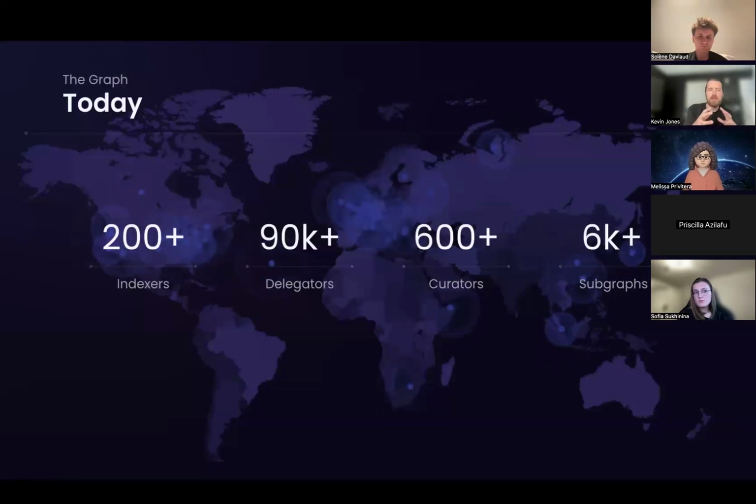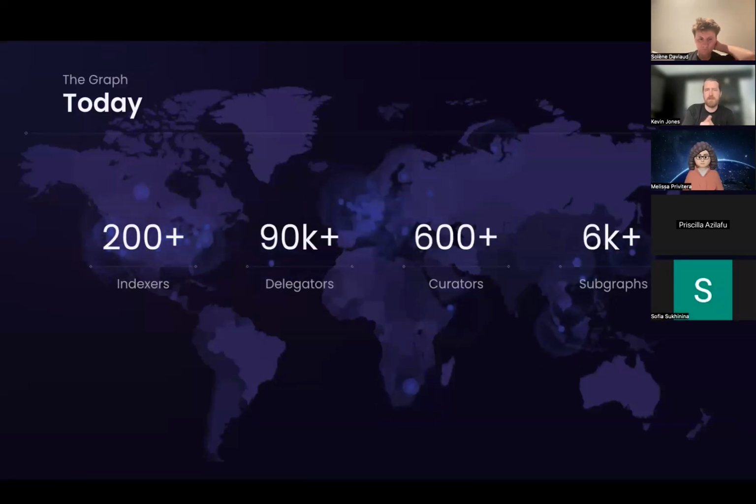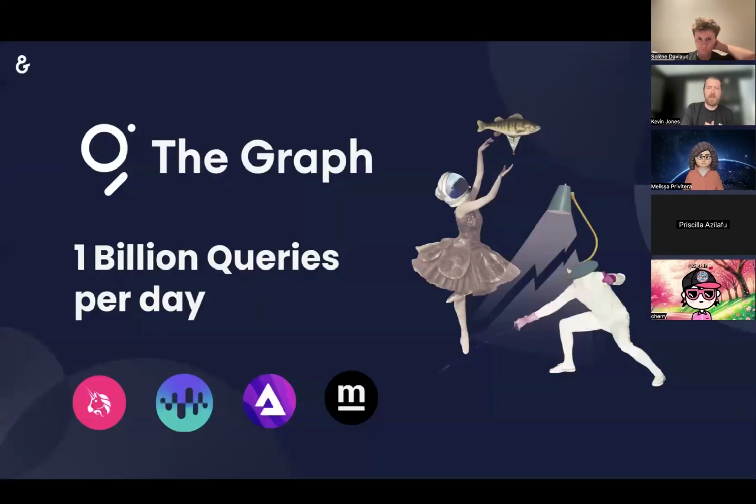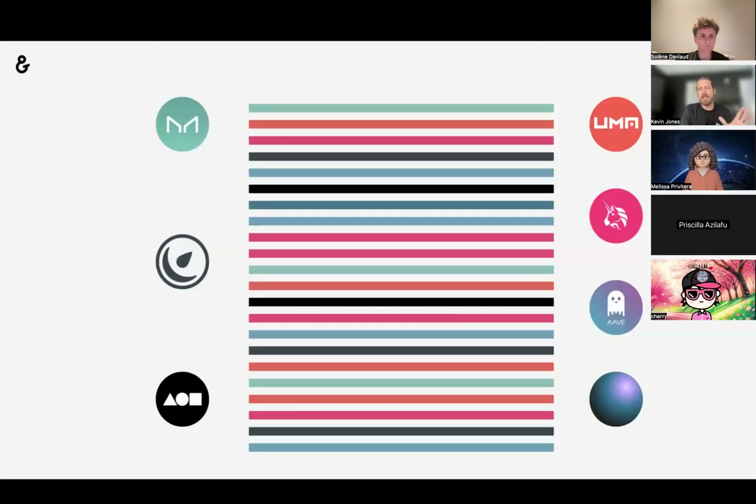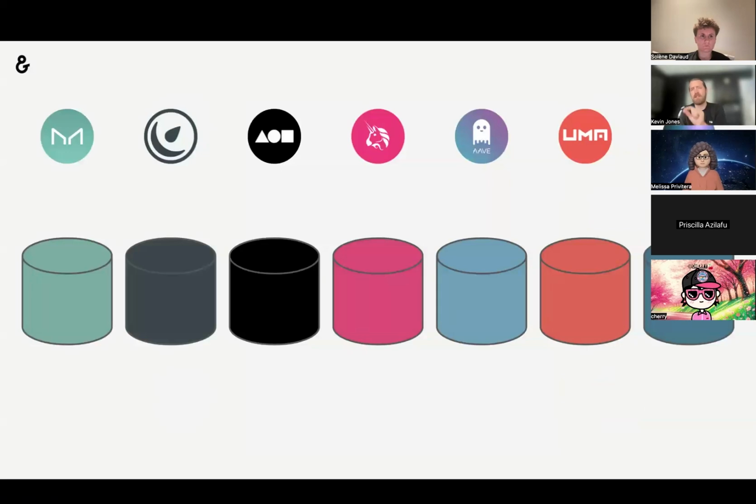There are over 200 indexers running and storing data for you. There are over 90,000 people delegating their stake, and over 600 curators, probably more now, who are providing some GRT tokens to the network to secure it. The Graph serves a large amount of queries, about 1 billion queries per day. And so the idea is to take this sea of a mess of transactions that are going on and organize stuff into little buckets.